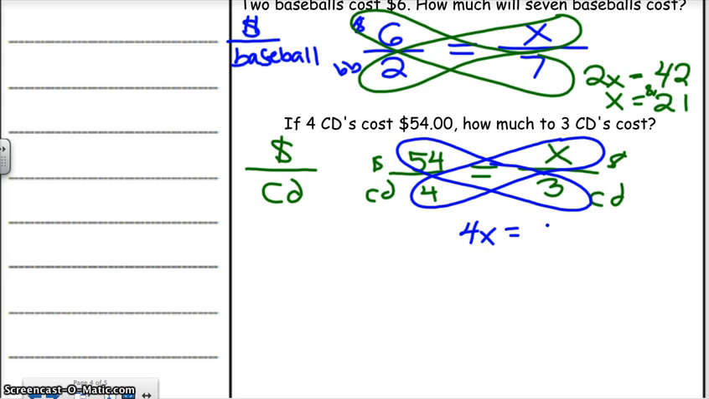I do not know, and I put my calculator somewhere. 40.5. How much? I got 40.5. Oh gosh, hold on. 54 times 3 is 162. Okay. Dividing through by 4, and I get x is equal to $40.50 for 3 CDs. Okay?